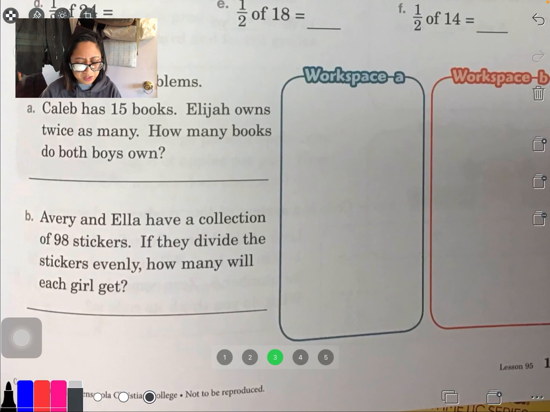Caleb has 15 books. Elijah owns twice as many. How many books do both boys own? Oh, again, this is a 2-step process. So let me show you what's going to happen here.